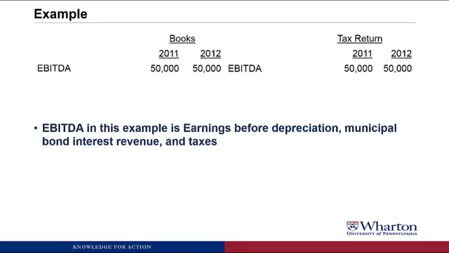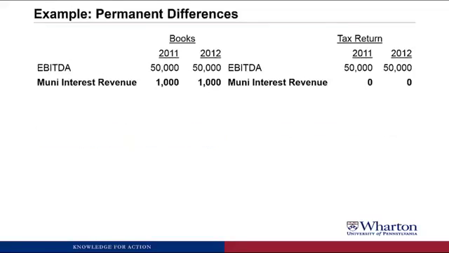We're going to start in the example with EBITDA, which is defined as earnings before depreciation, municipal bond interest revenue, so that's the I, and taxes. And we're going to assume that in the 2 years we're looking at, it's $50,000 for both books and $50,000 both years for taxes. Now that's a pretty unrealistic assumption because there's a lot of other things that can cause taxable income to be different from pre-tax income. But we're just going to focus on a limited number of items here to illustrate these kinds of differences. The first type of difference is a permanent difference.